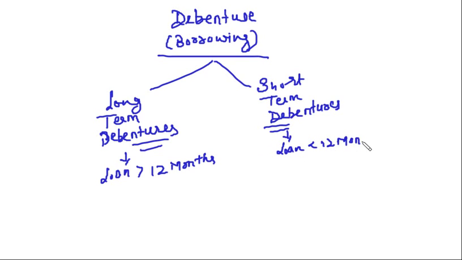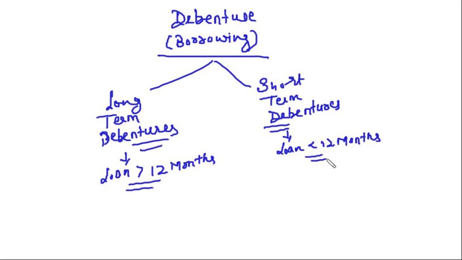That means if the debentures are issued for a period greater than 12 months, then we consider it as long-term borrowing, and if the debentures are issued for a short period, that is for a period of 12 months or less than 12 months, then it is known as short-term borrowing or short-term debentures. Clear?